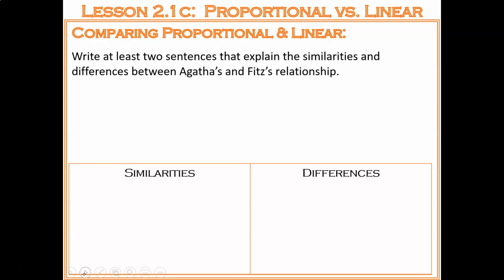So let's make a chart here that has two sentences that explain the similarities and the differences between Fitz's relationship and Agatha's relationship. So a similarity is they both get $2 a bag. Another thing is it's always $2. It doesn't change. You don't get $3 one time. So the rate of change is constant.